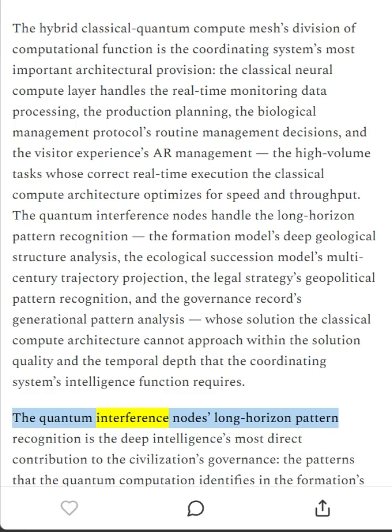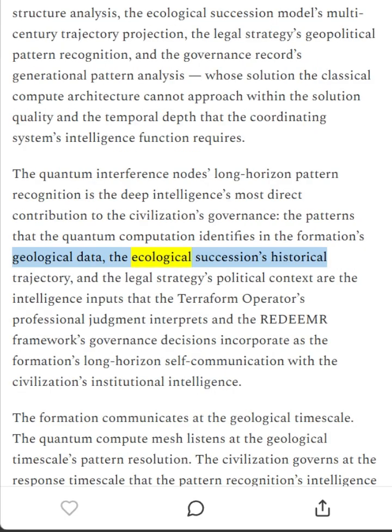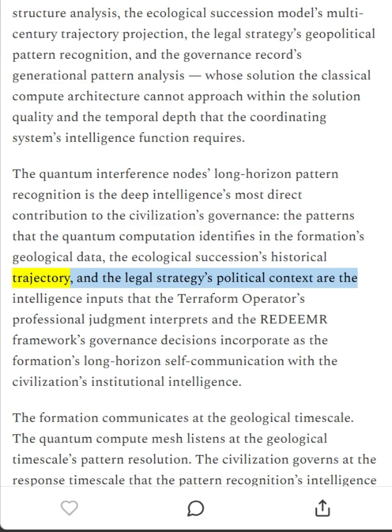The quantum interference node's long-horizon pattern recognition is the deep intelligence's most direct contribution to the civilization's governance. The patterns that the quantum computation identifies in the formation's geological data, the ecological succession's historical trajectory, and the legal strategy's political context are the intelligence inputs that the Terraform operator's professional judgment interprets and the Redeemer framework's governance decisions incorporate as the formation's long-horizon self-communication with the civilization's institutional intelligence.